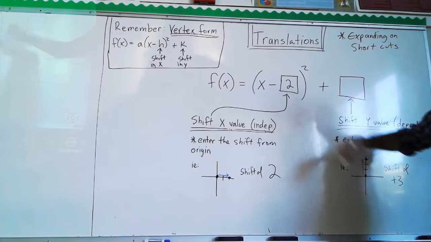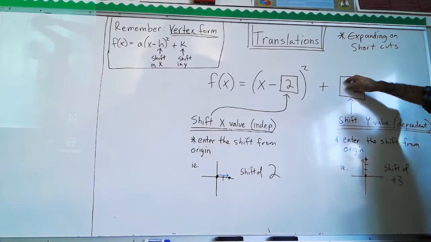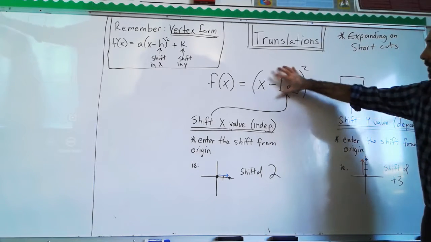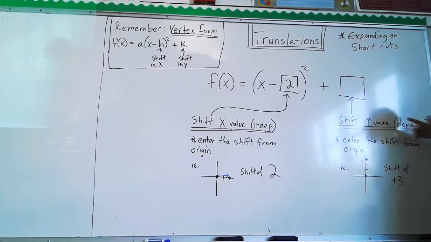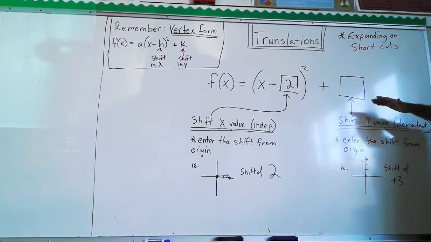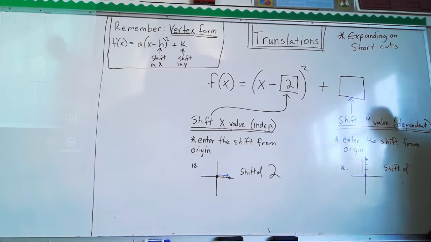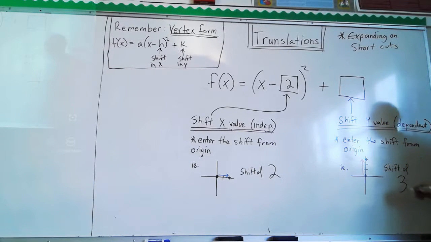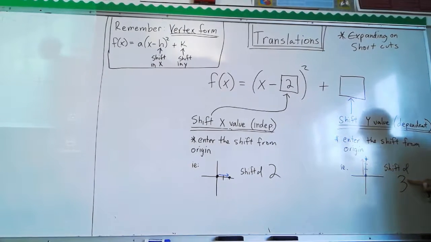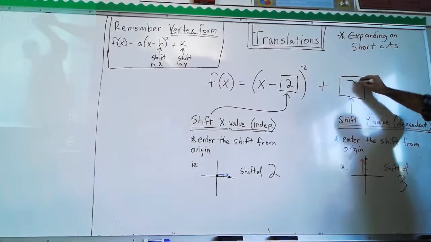Okay. Then I know that this value on the outside of our quantity here, it's plus this value, and that is the shift of the y value, the dependent variable. Right. The shift in the y is talking about up and down. So if I look here, enter the shift from the origin. So from right here at the origin up to this point, what's the shift? 3. 1, 2, 3. Yeah. So we're going to go shift of 3. So what I'm going to put here is a 3.